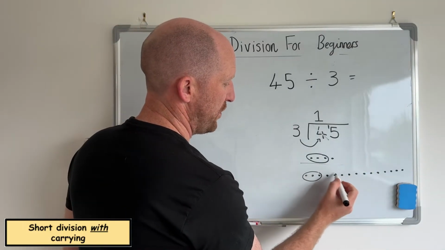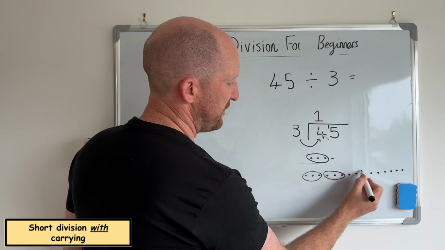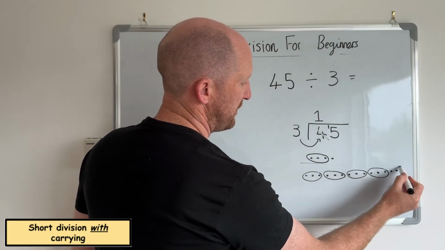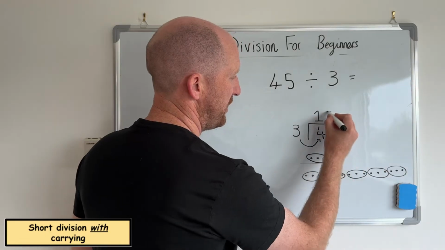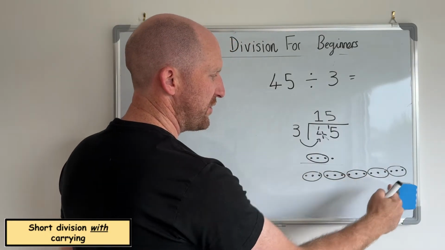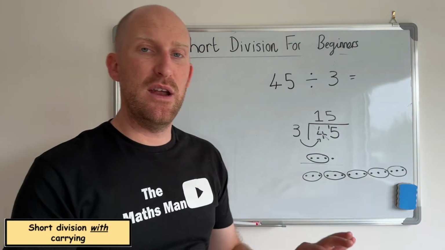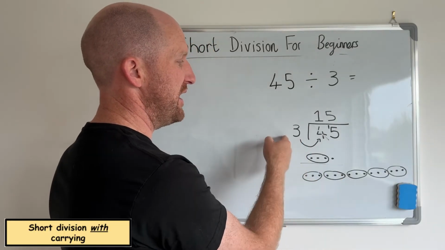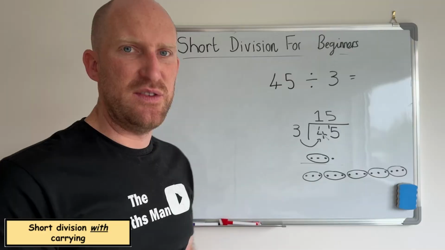So I can make 1 group of 3, 2 groups of 3, 3 groups of 3, 4 groups of 3, 5 groups. So I can make 5 groups of 3, and there is nothing left over. So 45 divided by 3 is 15.